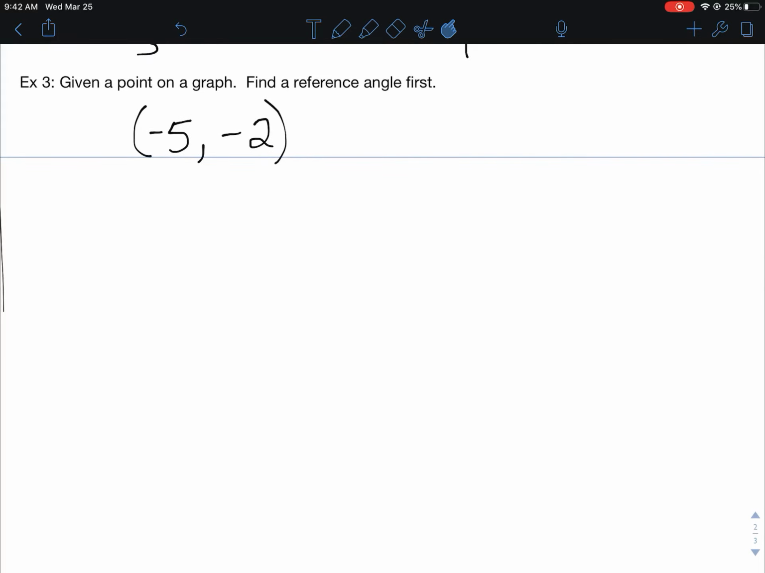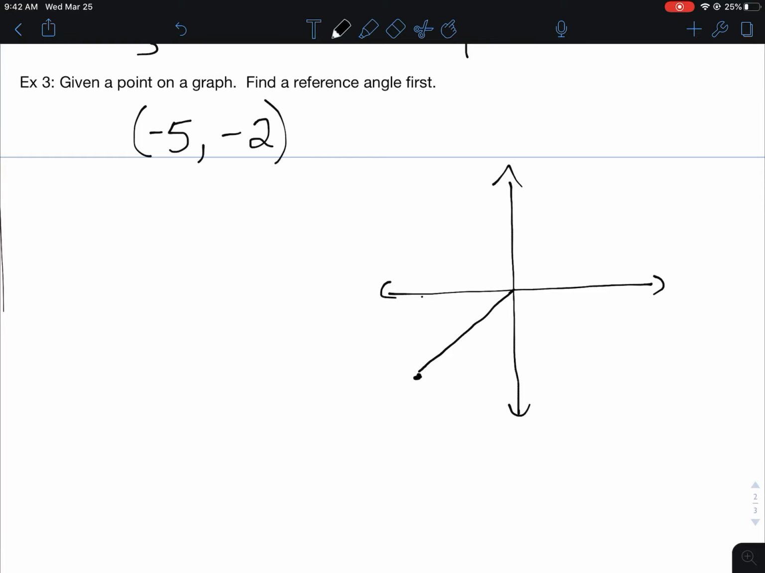All right, and one last thing for today is when we're given a point on the graph. So here is my sketch of the graph, and -5, -2 is going to land us in quadrant 3 somewhere. It doesn't have to be perfect. So that is my angle. That's the theta that you're looking at, right? But when we do this, we want to create what's called a reference triangle. That's what those two triangles are up above.